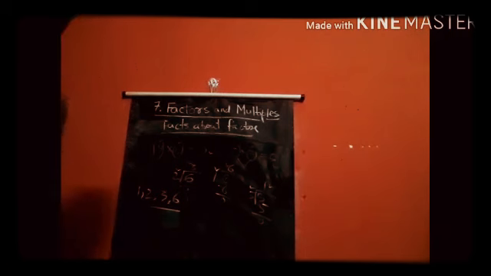So let it be up to this much. You can complete exercise 7.1, question number 1 and question number 2. Next class we will go through it. So your homework, the assignment, is to complete question number 1 and question number 2 of exercise 7.1 in your mathematics copy. Okay.